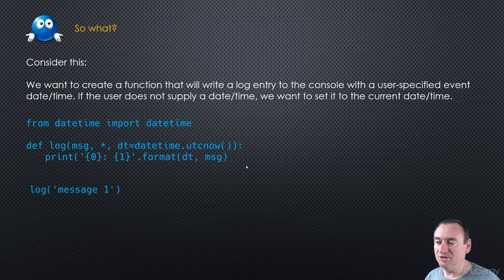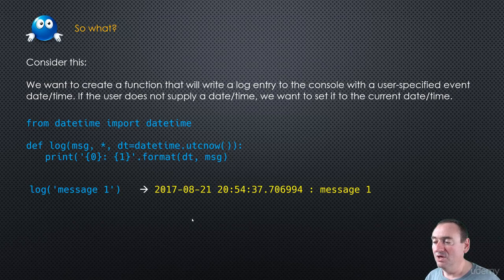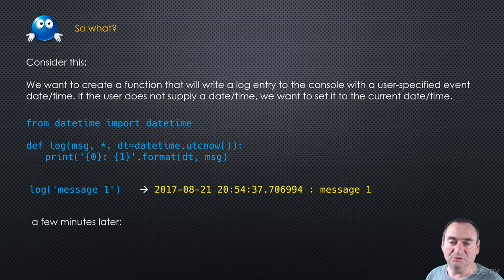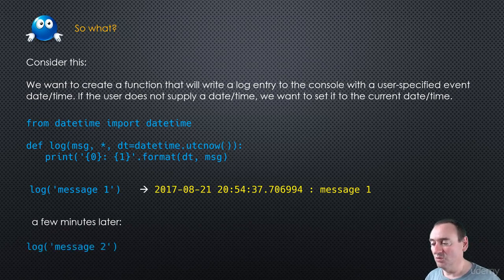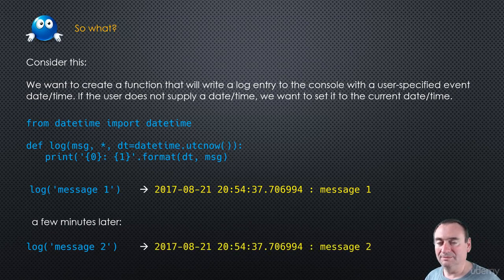If we call log message 1 at some point in time, we'll get some timestamp and our message, right? This just happens to be the time at which I ran this code, for example. And let's say that the module takes a little while to run, or there's a pause or whatever the case is, but sometime later, maybe a few minutes or a few seconds later, we call this log function again. So we call log message 2.